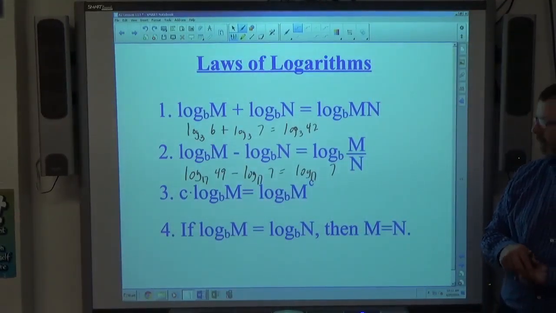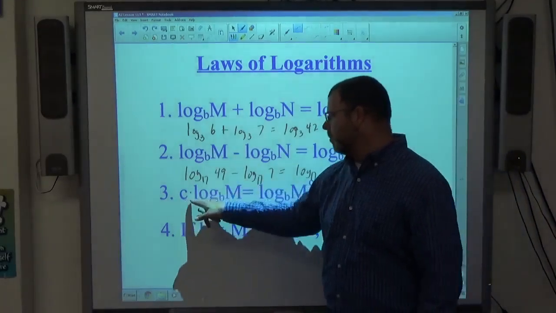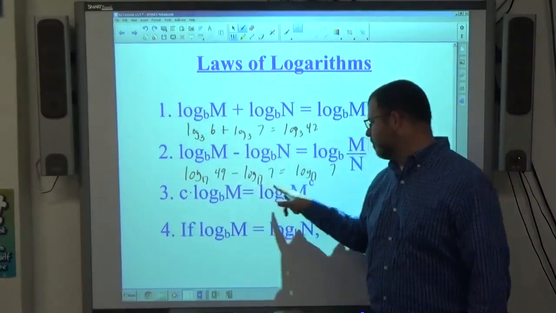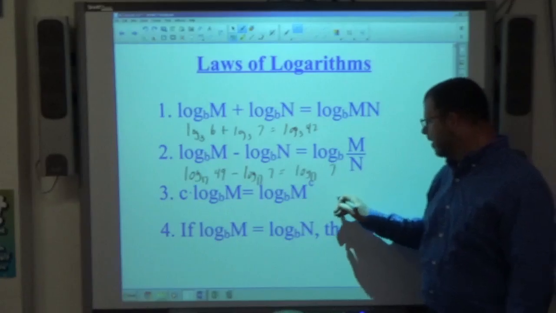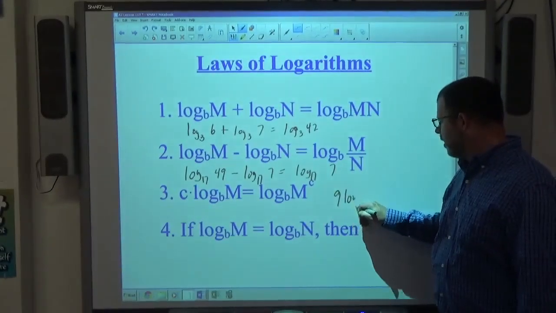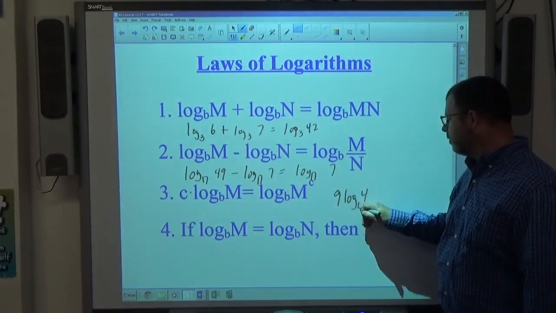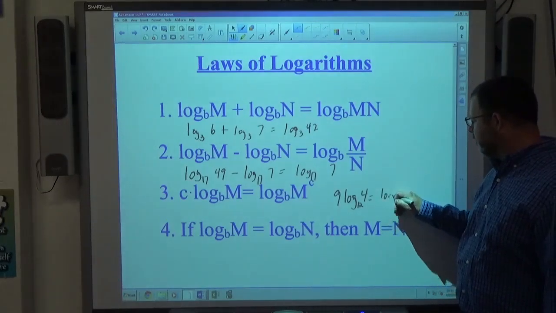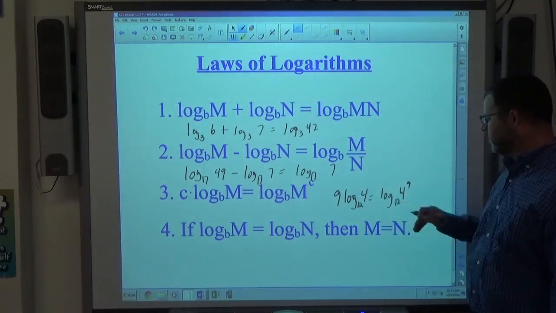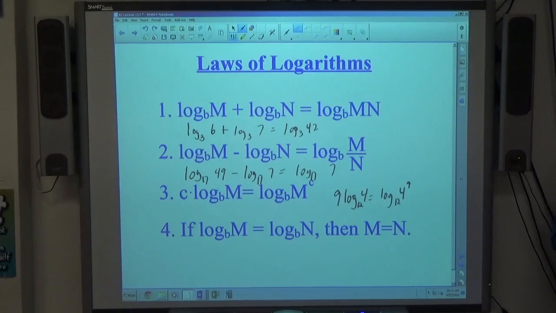Alright? The third one, if you have any constant being multiplied by a logarithm, that constant becomes the power of the logarithm. So if I have 9 log of 4 base 12, that's going to be log of 4 to the 9th base 12. Any constant in front of a logarithm becomes the power of the argument, whatever 4 to the 9th is. Hopefully it won't be that big of a number.